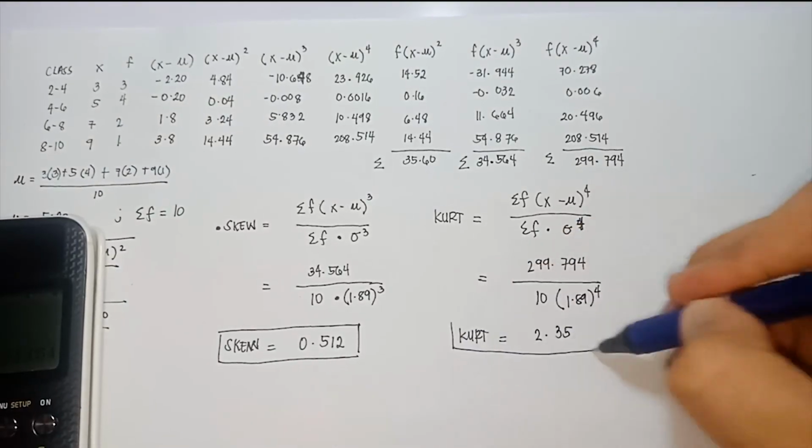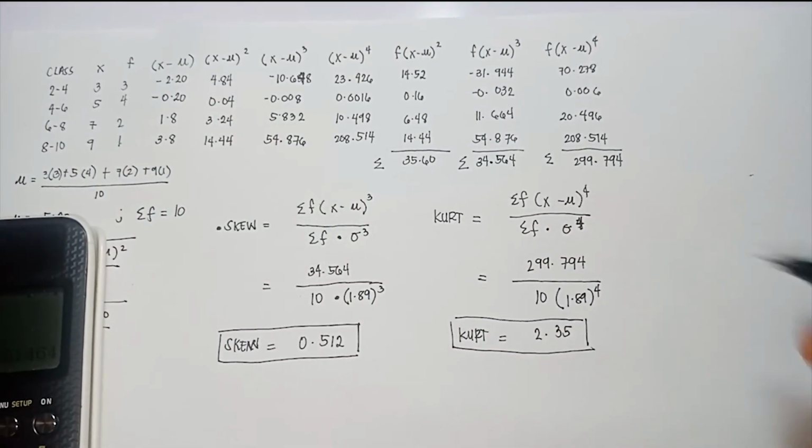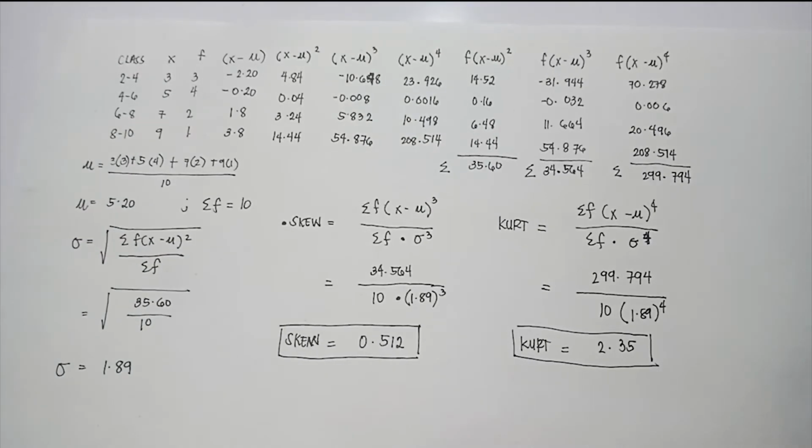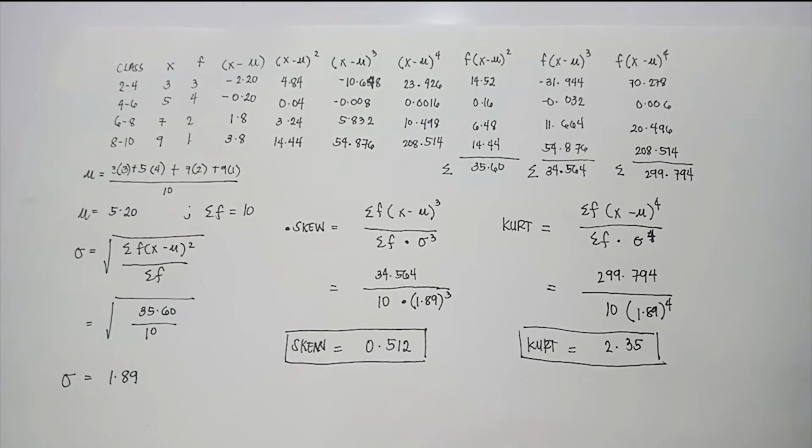That is our kurtosis. So, that is the process on how we solve for the skewness and kurtosis in group data, population data. Okay, that is for example number 1.